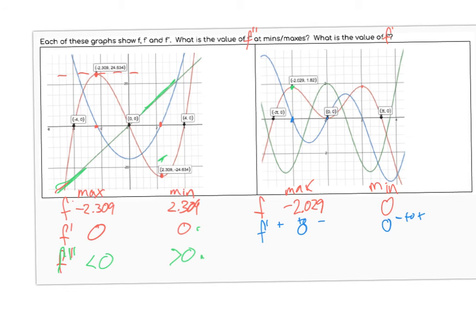For my second derivative, we are less than 0 for my max. And for my second derivative, we are greater than 0 for my minimum. That jives with everything we've been talking about so far.